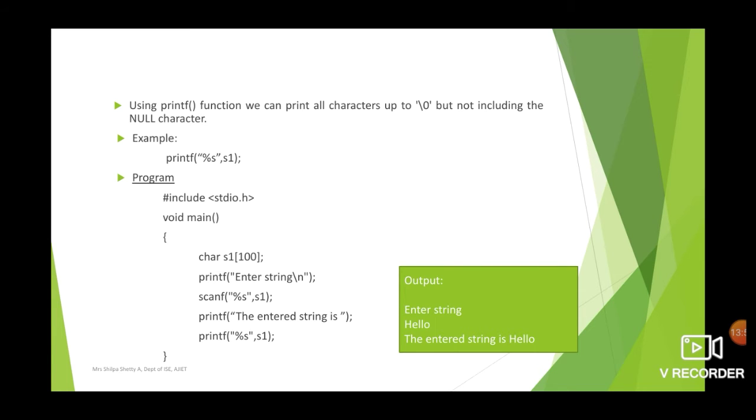So here is a simple program that illustrates how to read a string and display a string. It's a very simple program. #include <stdio.h> is the header file, void main, char s1[100]. So s1 is a string whose size is 100. Then let's ask the user to enter the string. printf("Enter the string"), scanf("%s", s1). So the string is stored in the variable s1. %s is the format specifier.